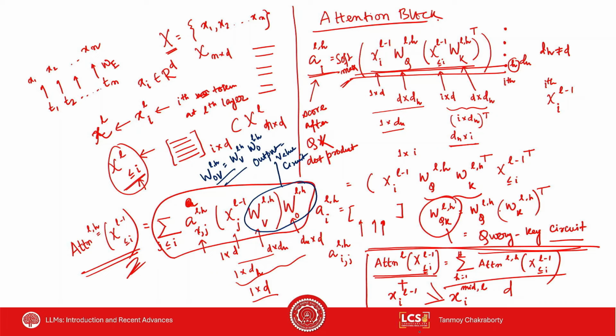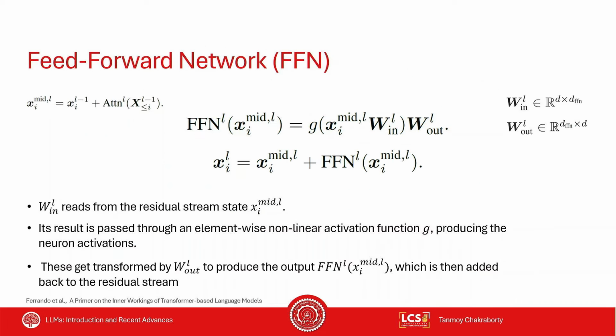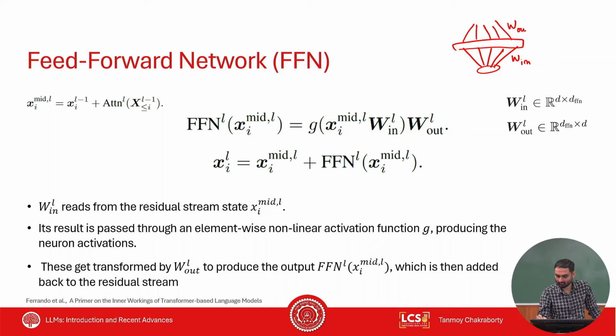So the output value circuit is responsible for writing things to the residual stream. Through the output value circuit, you compute this attention, and this will be added to the residual stream. Later on we will use this output value circuit extensively, so remember this notation. In the feed forward layer, as we know, there are two projections. One is this matrix which we call W_in, which projects to one dimension, and this will again down project to another dimension through the weight matrix W_out.